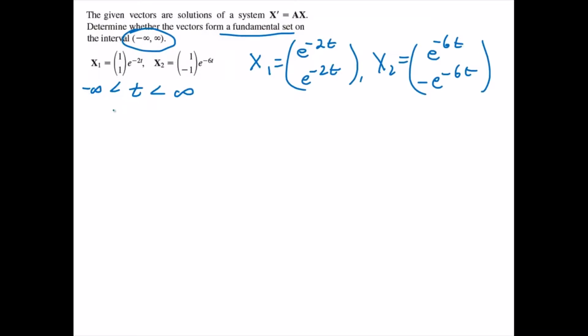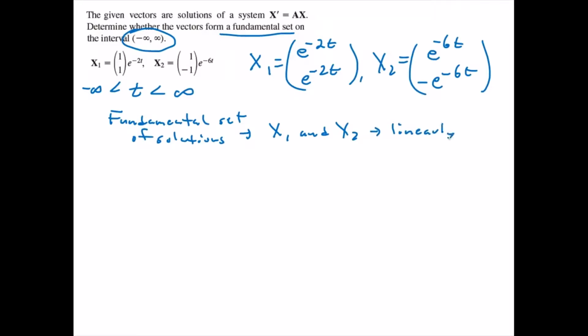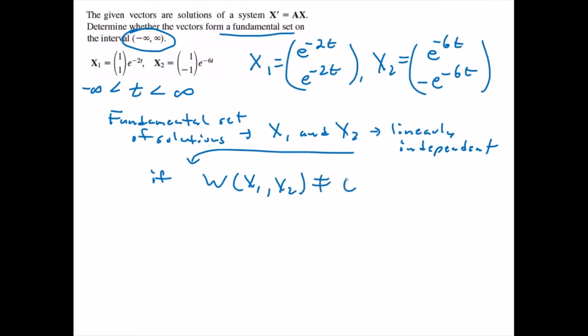Well, if these form a fundamental set of solutions, that means that x sub 1 and x sub 2 will have to be linearly independent. And we know that x sub 1 and x sub 2 will be linearly independent if the Wronskian of x sub 1 and x sub 2 is not equal to 0. So we'll find the Wronskian.